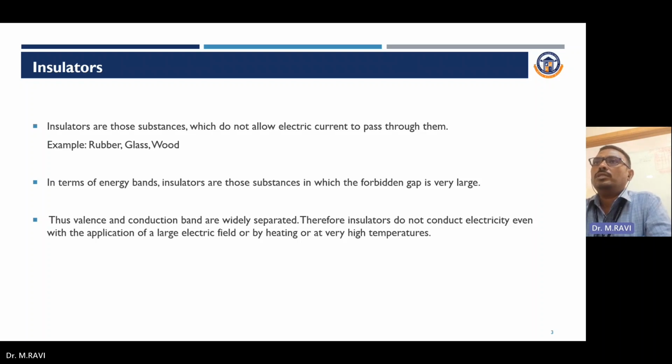Insulators are those substances which do not allow electric current to pass through them. Examples: rubber, glass, and wood. These are the insulating materials. In terms of energy band, insulators are those substances whose forbidden gap is very high. Thus, the valence and the conduction bands are widely separated. Therefore, insulators do not conduct electricity even with the application of a large electric field or by heating to very high temperatures.